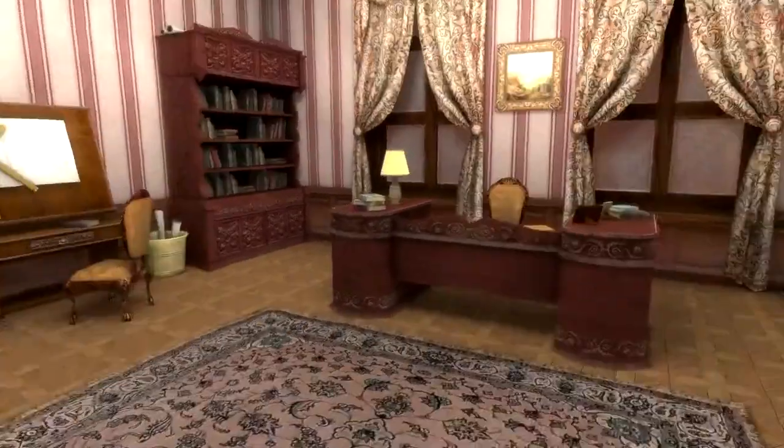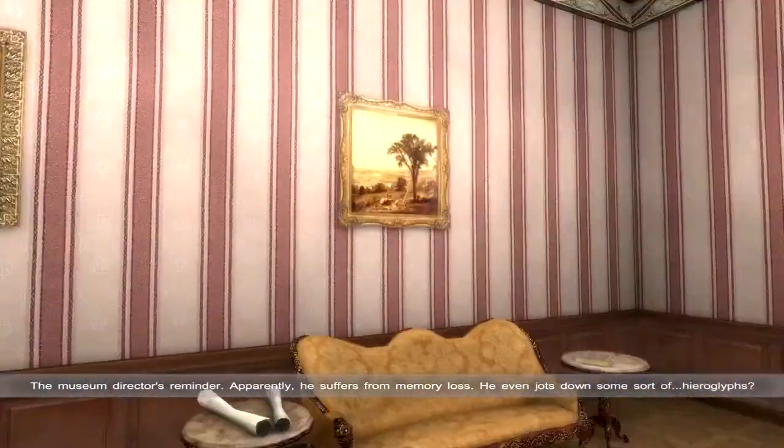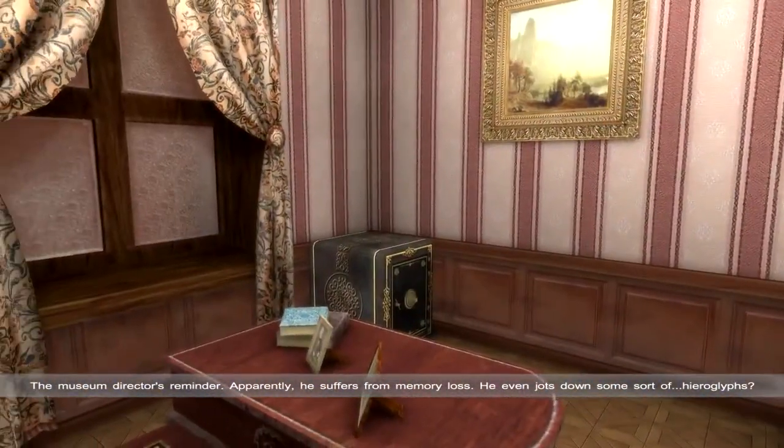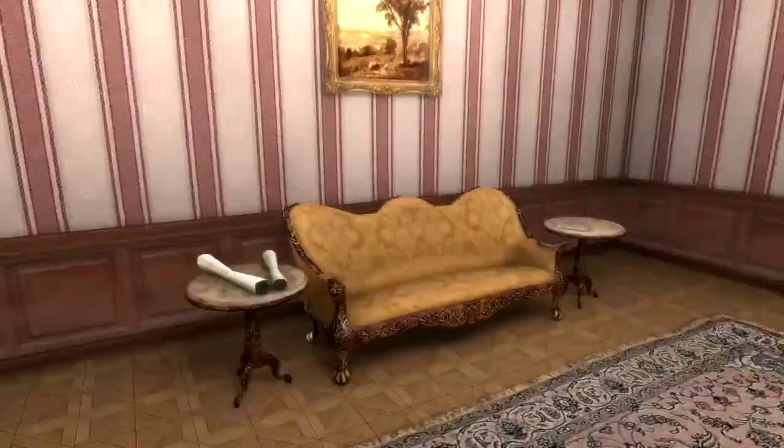Okay, the architect is gone. Oh, look at this helpful note. Every Wednesday morning, meeting of the Commonwealth Archaeological Society. Take 2 magnesium pills from Dr. Bung after each meal to open red, blue, and the museum director's reminder. Apparently he suffers from memory loss. He even jots down some sort of hieroglyphs.